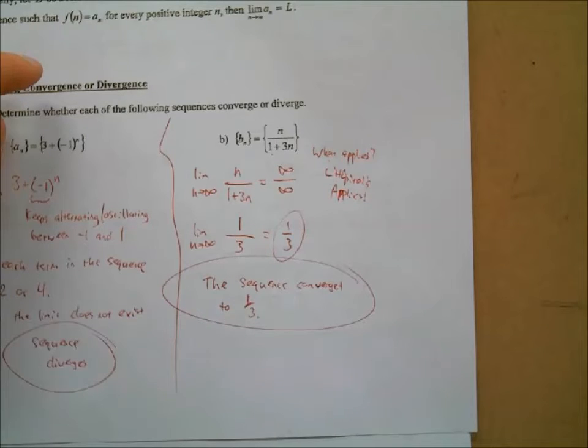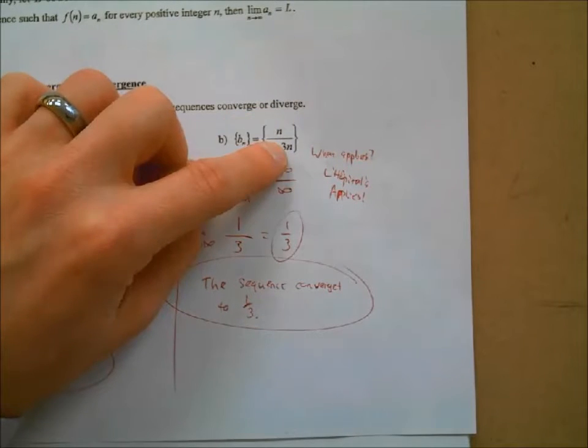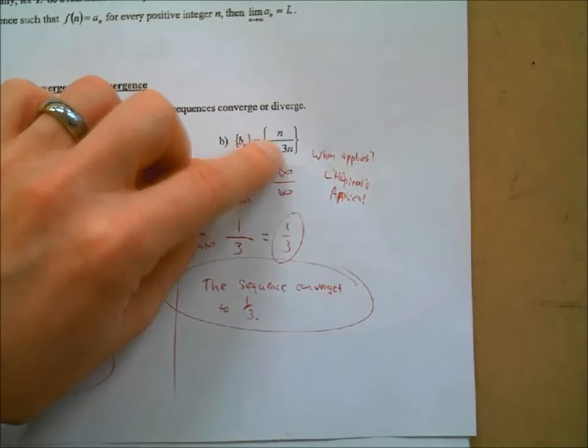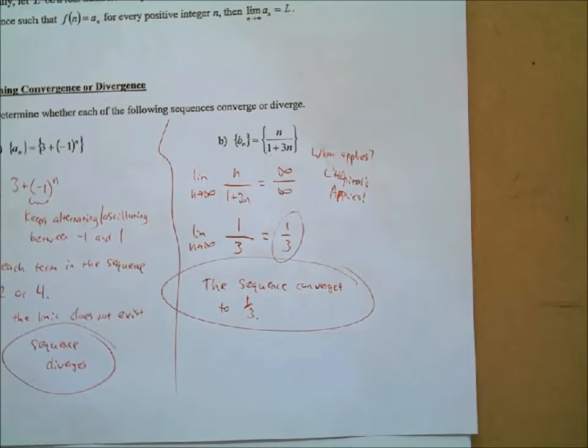You can see the degree of the top is 1, the degree of the bottom is 1, so it's the ratio of the lead coefficients, 1/3. You can see that there too, without having to actually do L'Hopital's rule. But again, for correct justification's sake, we're going to use L'Hopital's.